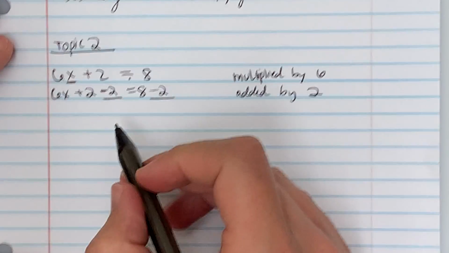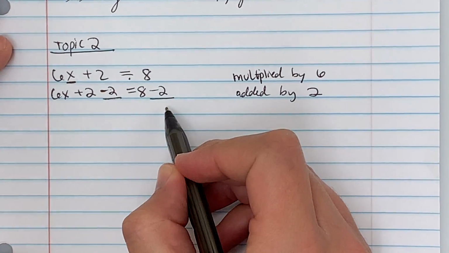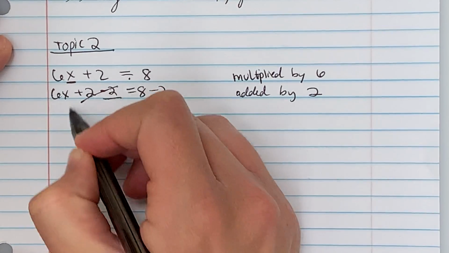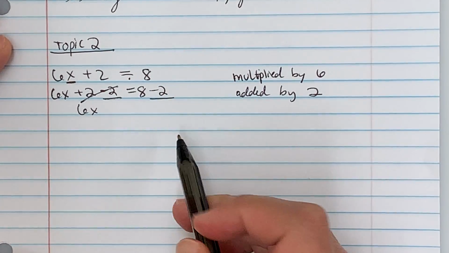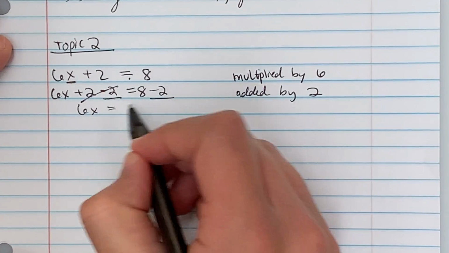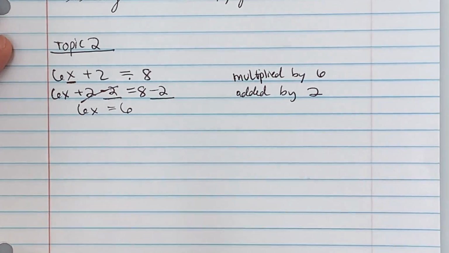All right, so we're minusing 2 to both sides. So these 2's will cancel out. We're going to bring down our 6x. And this is going to equal 8 minus 2, which is 6.